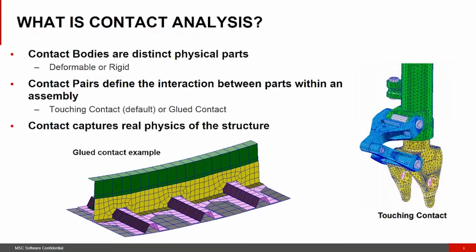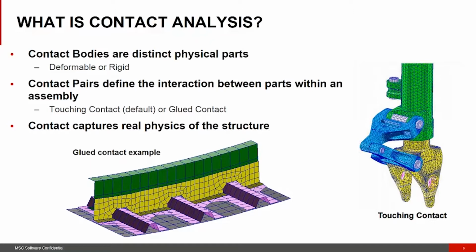Basically, each part is a distinct physical contact body. So each contact body is one of the parts, and then the contact pairs define the interaction between these parts within the assembly. And as you can see here, we have several methods of contact. It's the touching and glued contact. We will discuss this in detail in further slides.